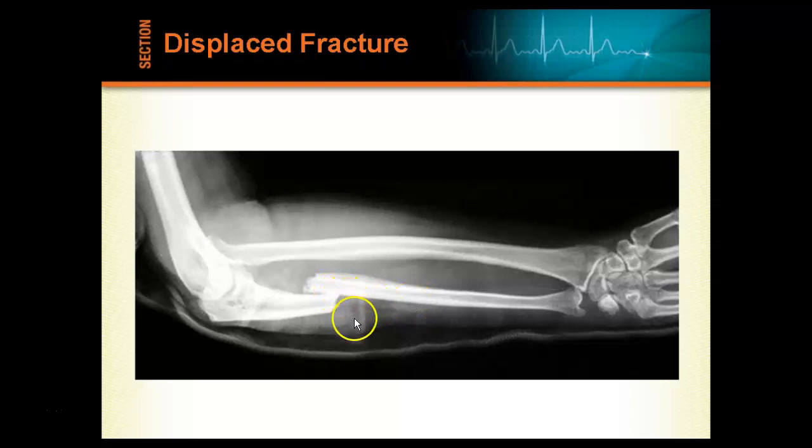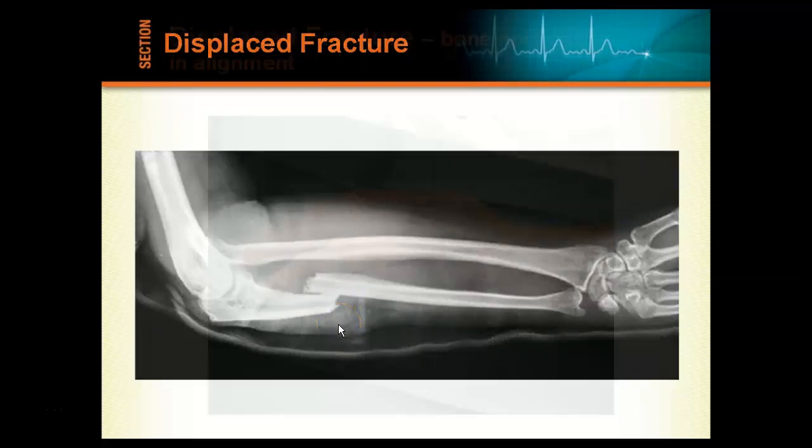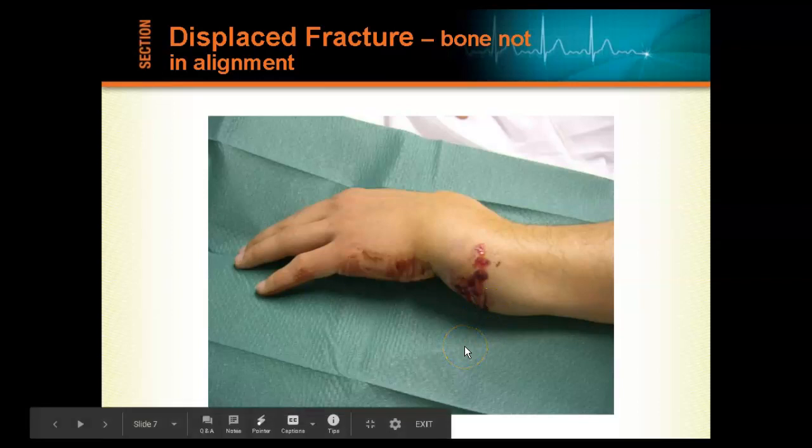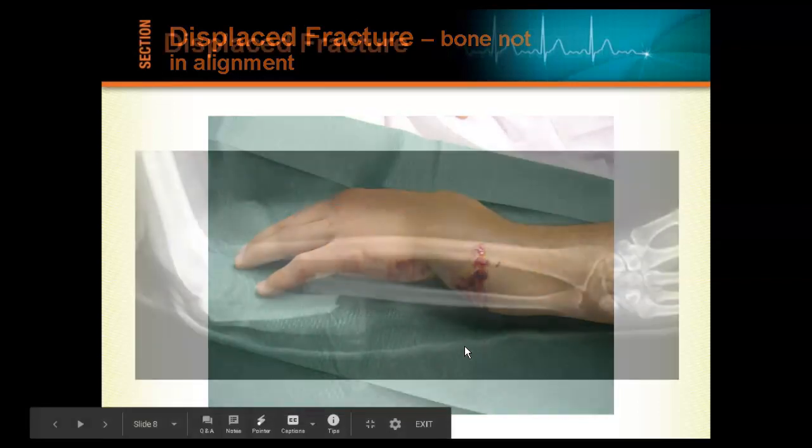Sometimes this is what it could look like on the inside. Now this is displaced medially, so it's toward the inside of the arm. That fracture that we looked at before, this is a displacement laterally, that the bone is displaced, coming toward the side of the arm.